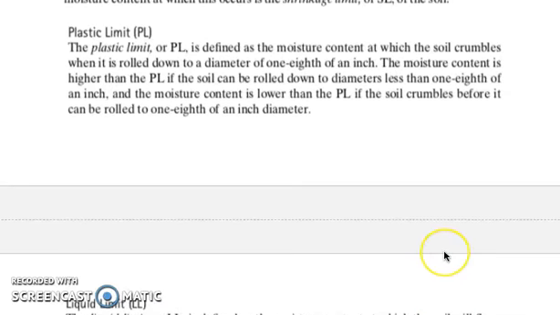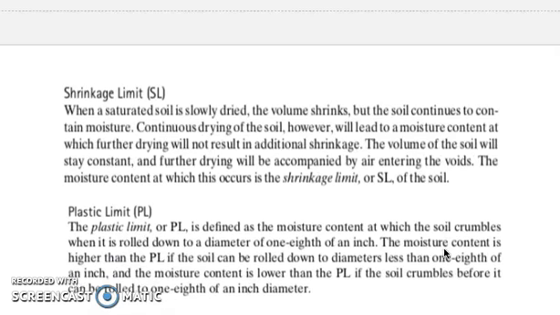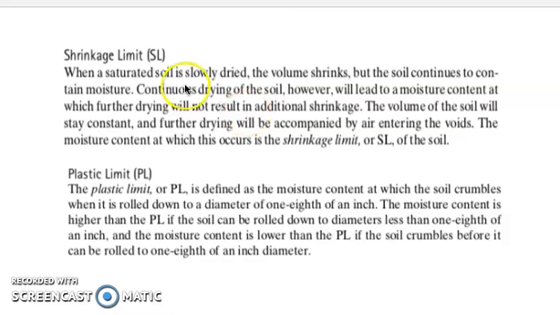We have to take note that for our shrinkage limit, the saturated soil is slowly dried. The volume shrinks, but the soil continues to contain moisture. So the moisture content at which this occurs is the shrinkage limit.